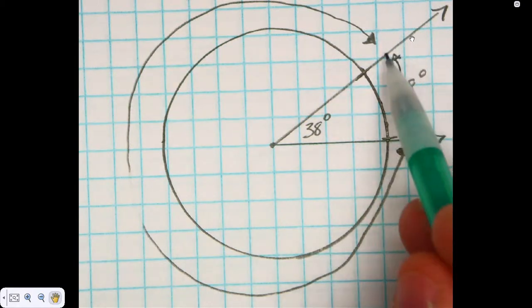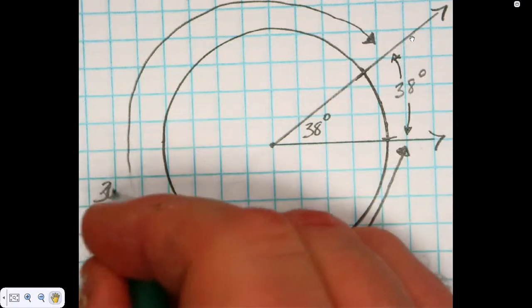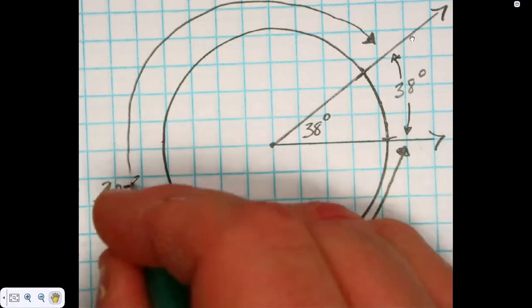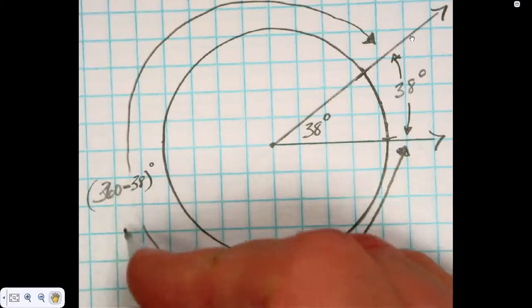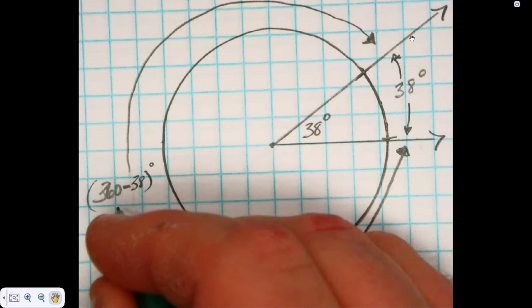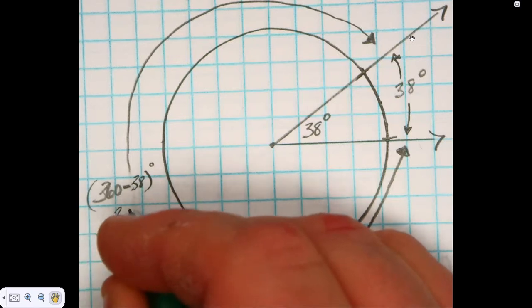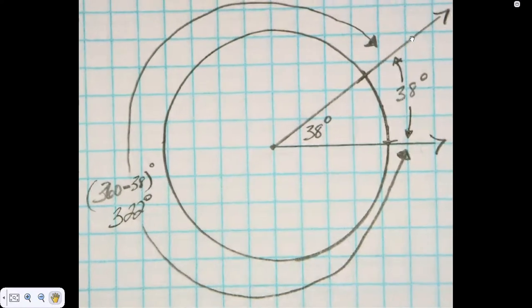But what I'm saying is from here to here. So what am I going to do? 360 minus what? And what do you get when you get that? 322. What we've actually done is measured the arcs here.